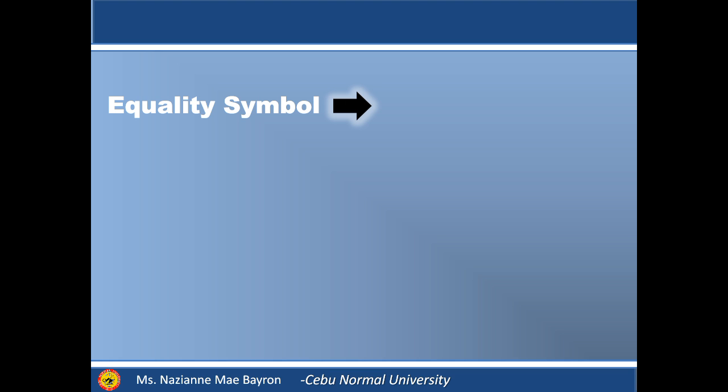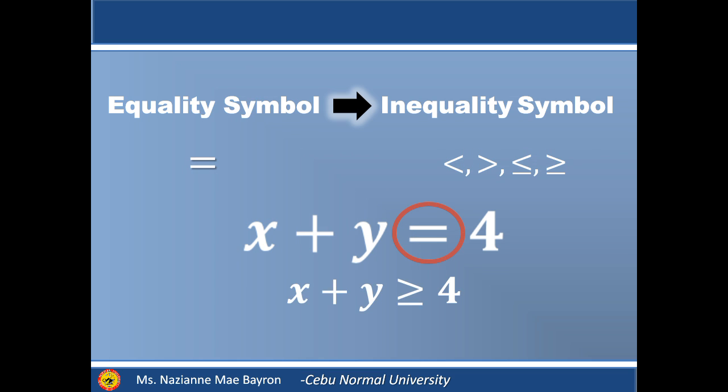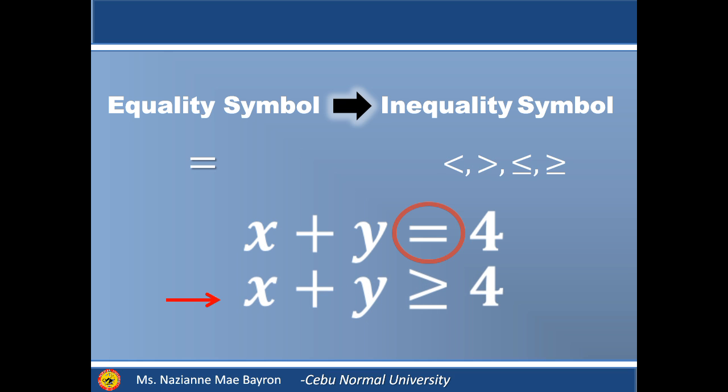You have studied about linear equations in two variables in the previous topic. If the equality symbol is replaced by an inequality symbol, then you will obtain a linear inequality in two variables. Let's consider this equation: x plus y is equal to 4. If we replace the equality symbol here, this symbol, we will obtain a linear inequality in two variables: x plus y greater than or equal to 4.